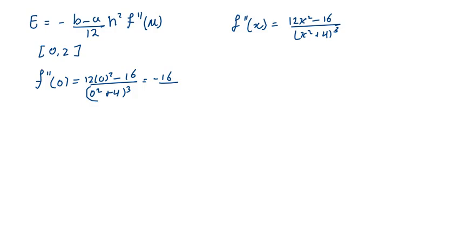16 times 4, that is going to be 64. Which actually in decimal places that's going to be minus 0.25. What about f prime prime at 2? What is it going to be?